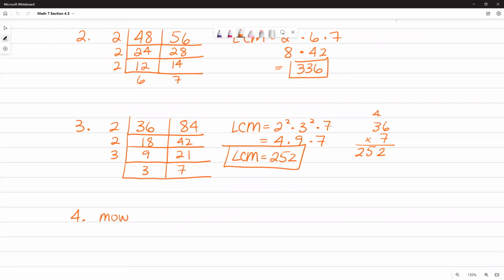So he mows every 8 days. He washes the car. I'm just gonna put car. Every 12 days. Oh, okay, so just those 2. How often will the jobs be scheduled on the same day?